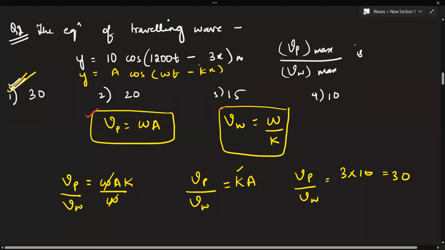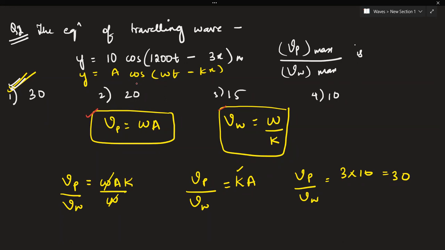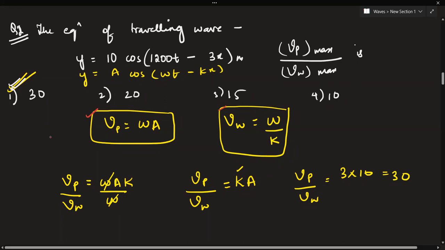Now, if this is your equation, just look at this. In this equation, what will be your amplitude if you compare it with the standard equation? What will be my amplitude? See, I've written the standard equation already. This is the displacement that is given. So 10, right? It will be 10 meters.